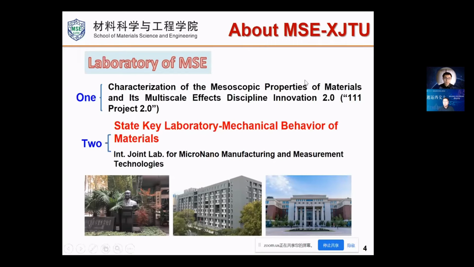And the most famous laboratory is the State Key Laboratory for Mechanical Behavior of Materials. In Chinese, we call it 国家重点实验室, which means the top or the best laboratory in China. And also, we have the International Joint Lab for micro-nano manufacturing and measurement technologies. These three pictures show that our laboratories are distributed in 3 different buildings. The former 2 buildings are located on the Xi'an campus, and the last one is located at the new campus, Innovation Harbor.